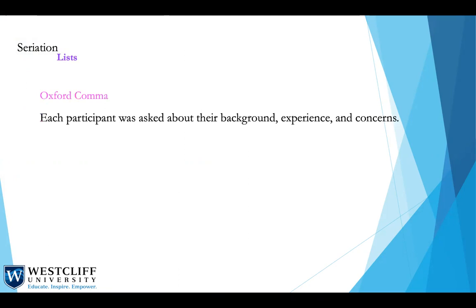Now, this is a structure that we use fairly commonly within writing, where you are combining three or more items. So here you see, each participant was asked about their background, experience, and concerns. So my items: background, experience, concerns. When I have three or more, I need to incorporate a comma after each item. And when we talk about Oxford commas, or serial commas, sometimes they're referred to as, we're talking about the one you see here after experience, before the "and" and the last item. You need to ensure that you have that comma included there.